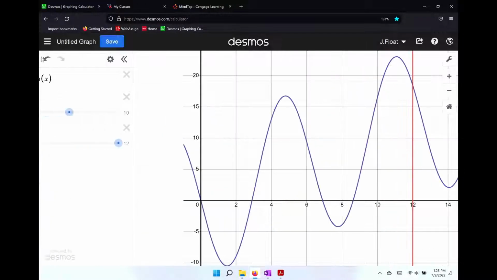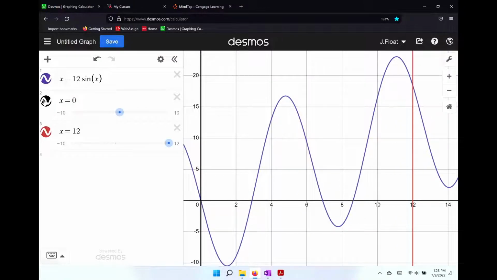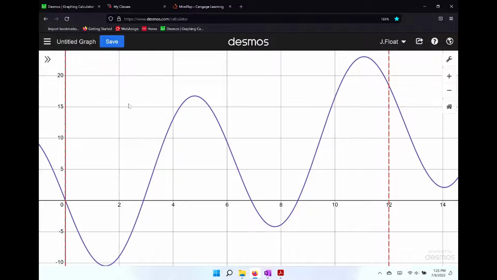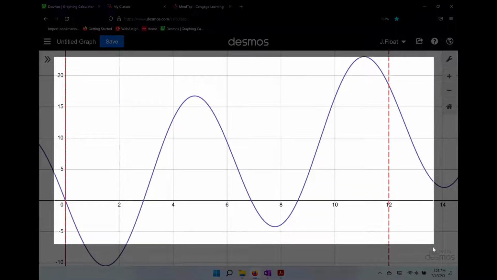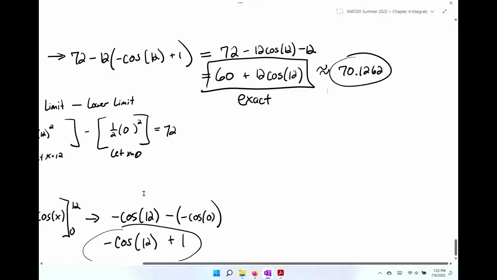And let's fix this. So this is red so you can really see it. And we'll make them dotted lines. All right. That is good enough for me. So, copy and paste this into our notes.